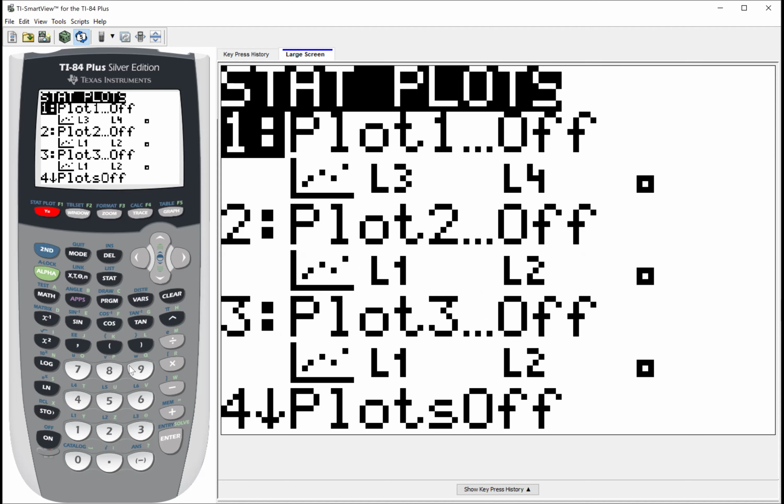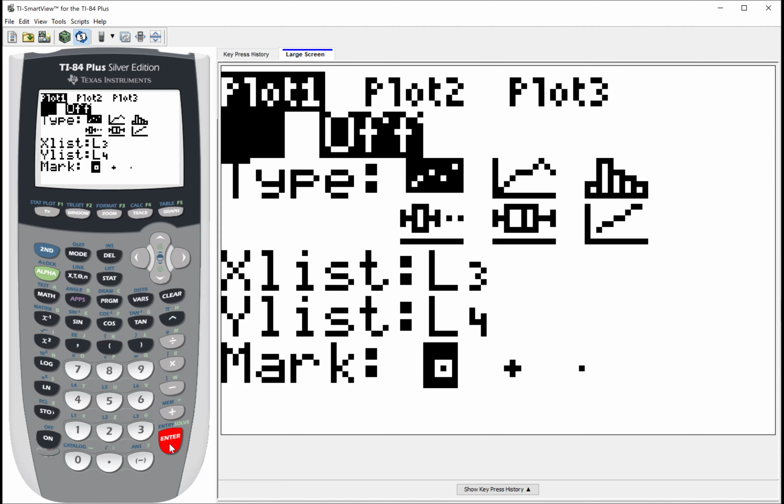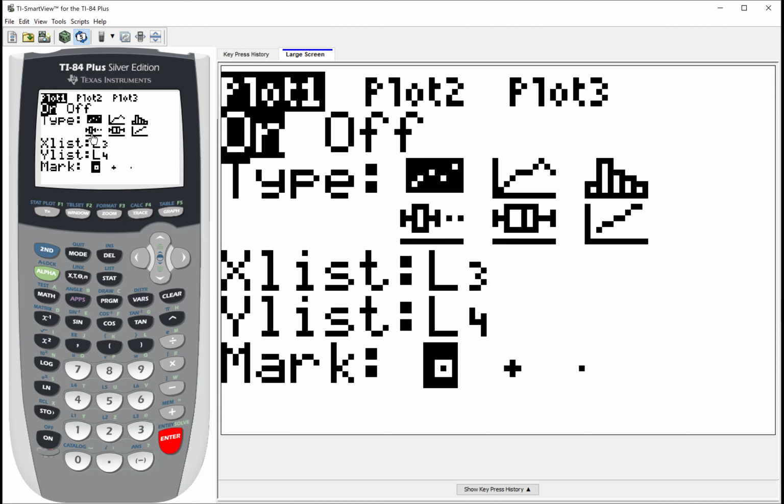So I'm going to choose plot 1. Now you have to make sure you turn it on, so hit enter on on. Now on should be blinking. Now we arrow down and choose the type of graph we want. We're making a scatter plot right now, which is that first plot that looks like a scatter plot, that the calculator's blinking on right now. So just hit enter, and it chooses that plot.